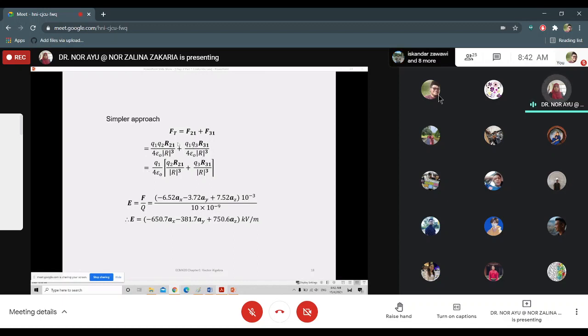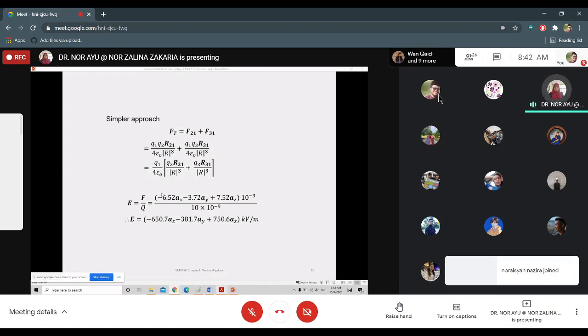Okay, and then you can see here Q1 over 4 pi epsilon will be the same for both, so take it out, okay? And then you just need to calculate only this. All right, so again, find what is R21 and the magnitude of it. And next, find R31 and the magnitude of it, and substitute inside these equations, and you will get your forces for this.